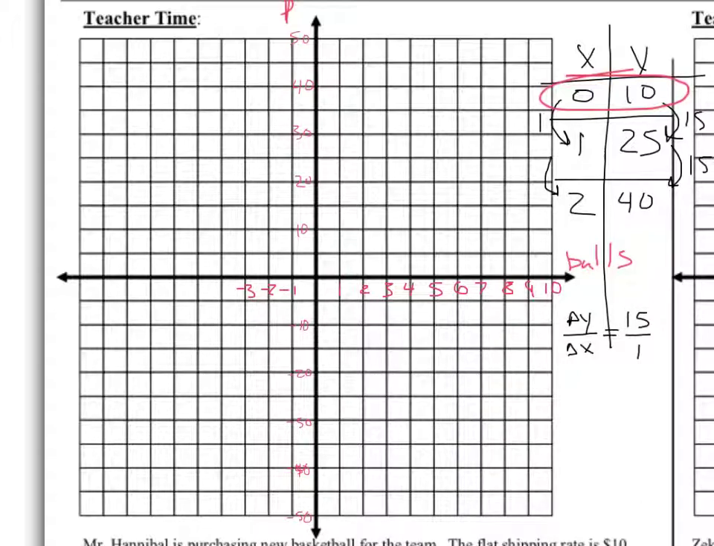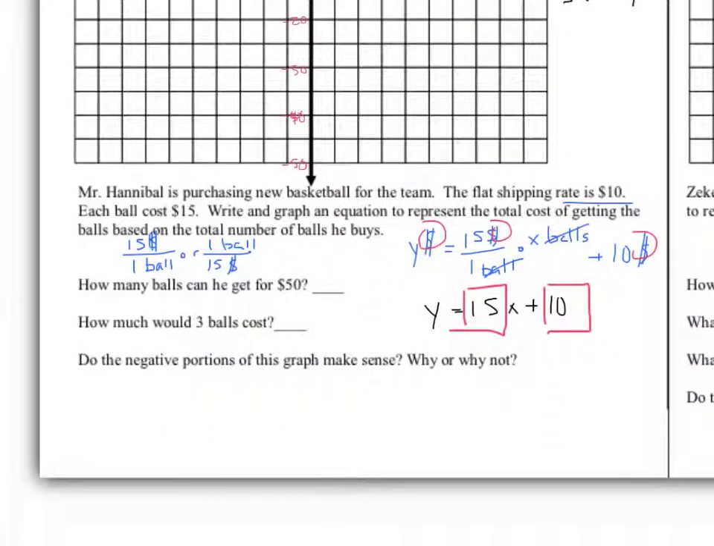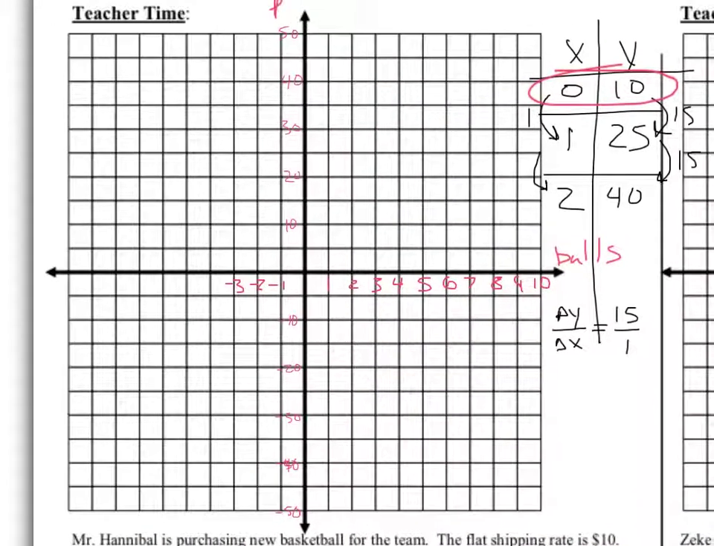We could graph our first point from the equation. The equation tells us that our y-intercept is what? 10. All right, so (0, 10). And sure enough, we can see that's also the first point from our t-chart.